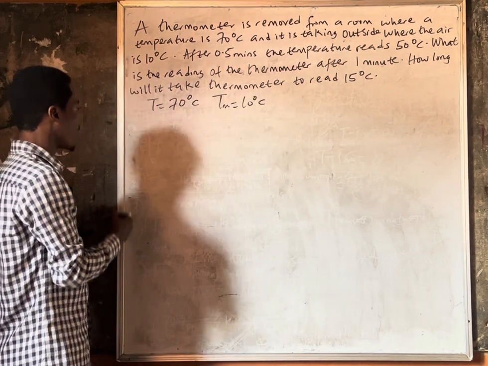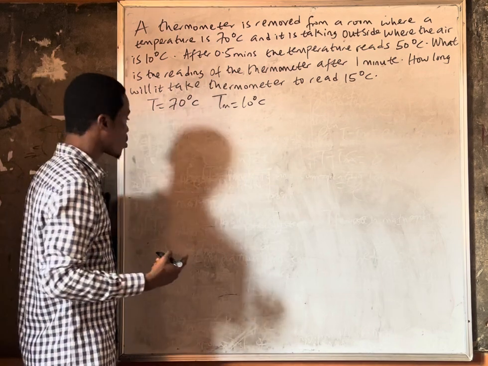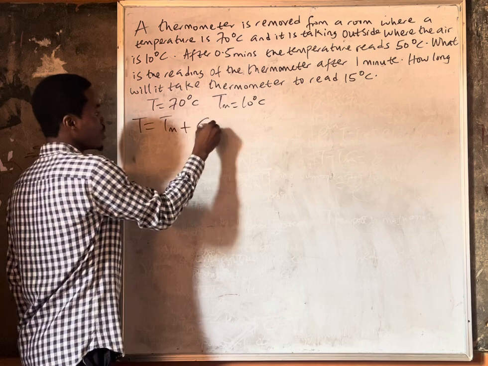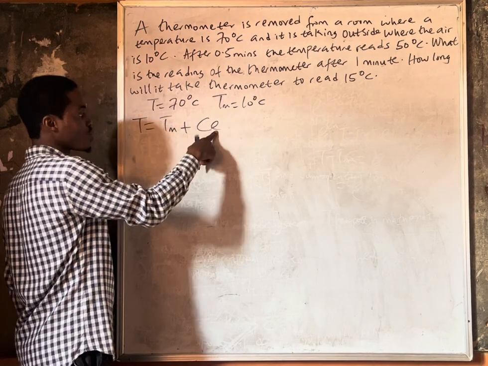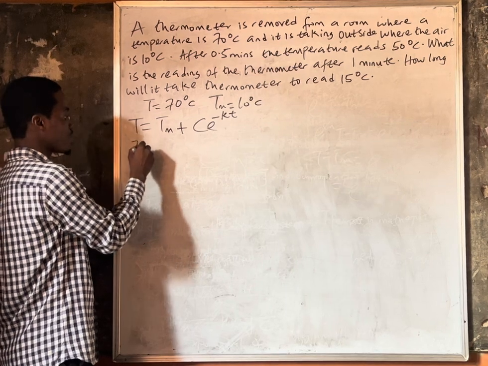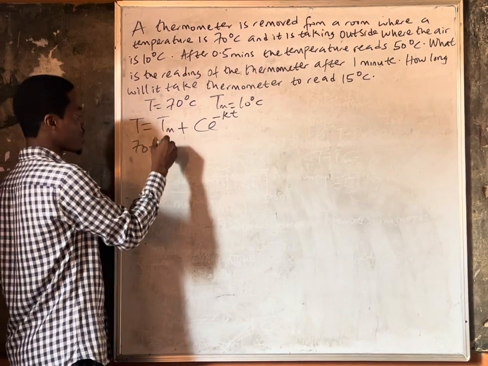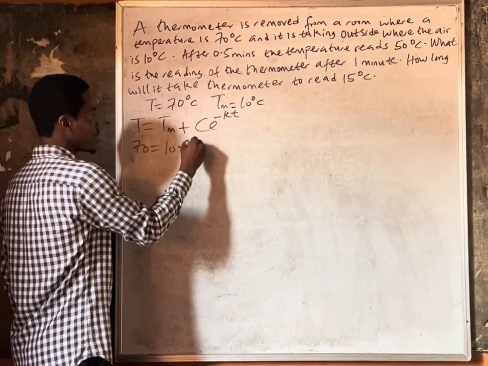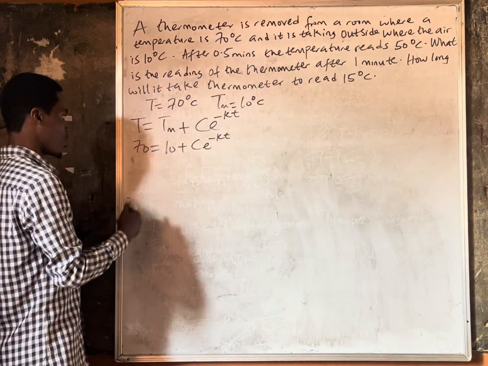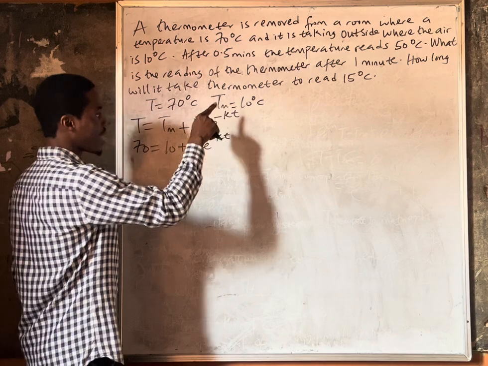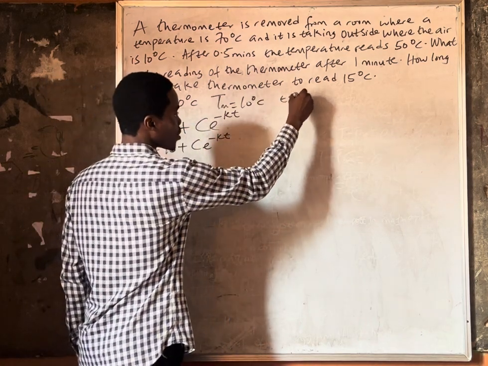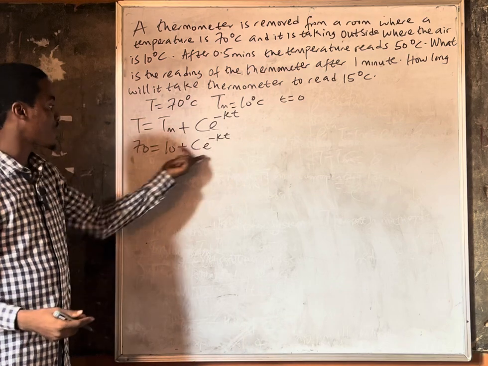So according to our formula for Newton's law of cooling, temperature is equal to the temperature of the surrounding plus a constant C times exponential of minus kt. So our temperature is 70 degrees, our Tm is 10 degrees Celsius, plus C exponential minus kt. Remember that T is time. What do we have? Our T is initial, because we are not given the time.